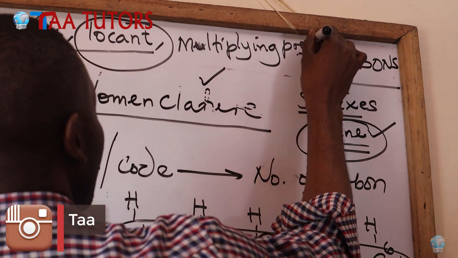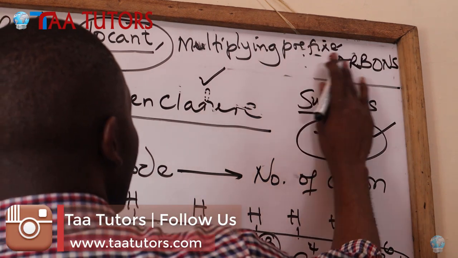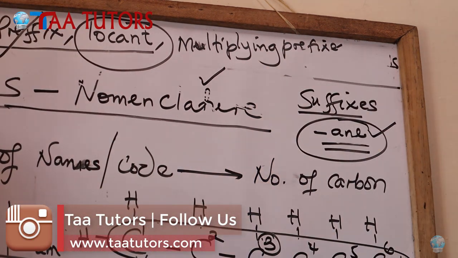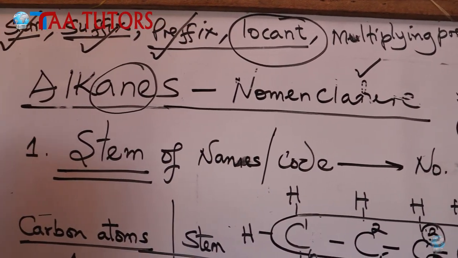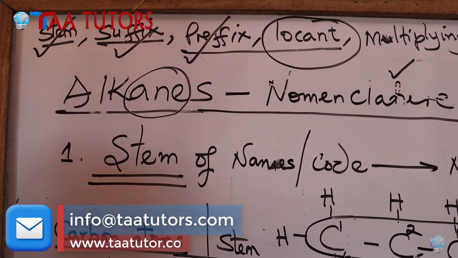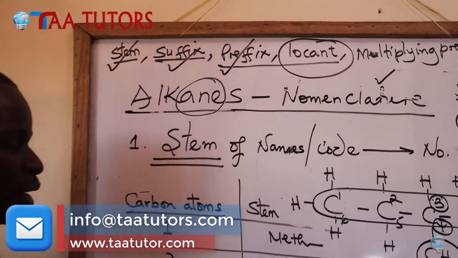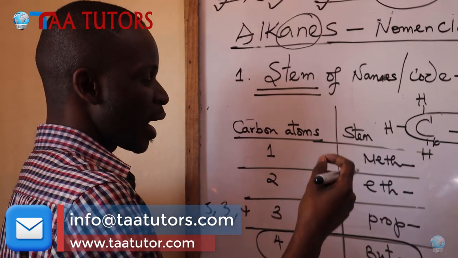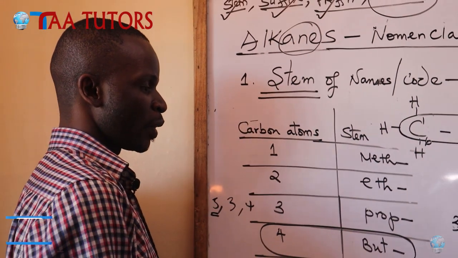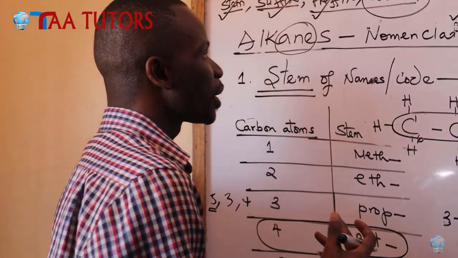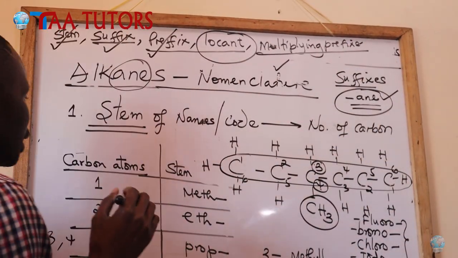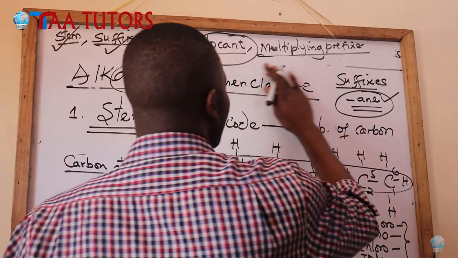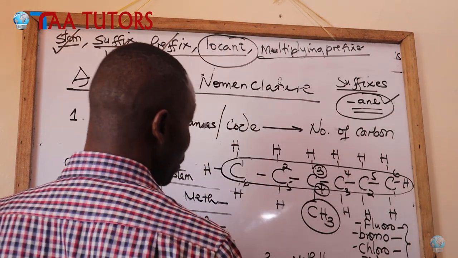Multiplying prefixes. So these multiplying prefixes only come in if you have more than one identical branching chain or side chain. For example, if I add ethyl and ethyl, they are the same. So I'm going to bring in the multiplying prefixes. These multiplying prefixes are some small prefixes attached to the other prefix.